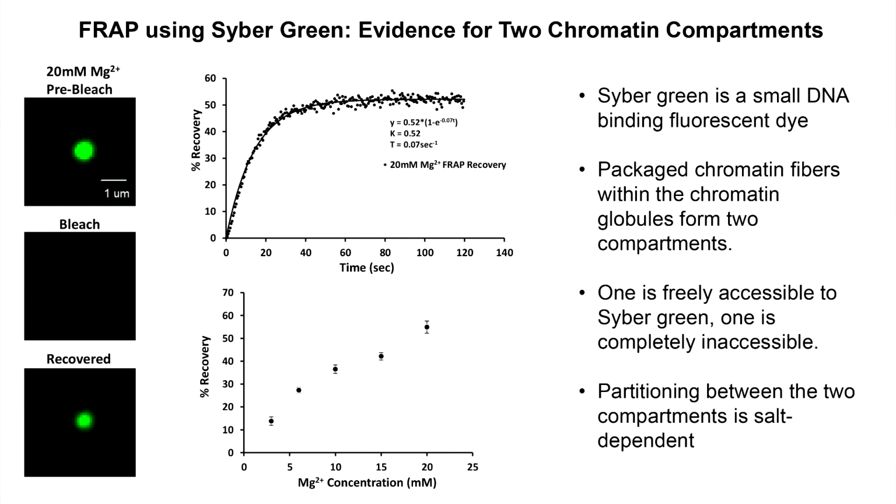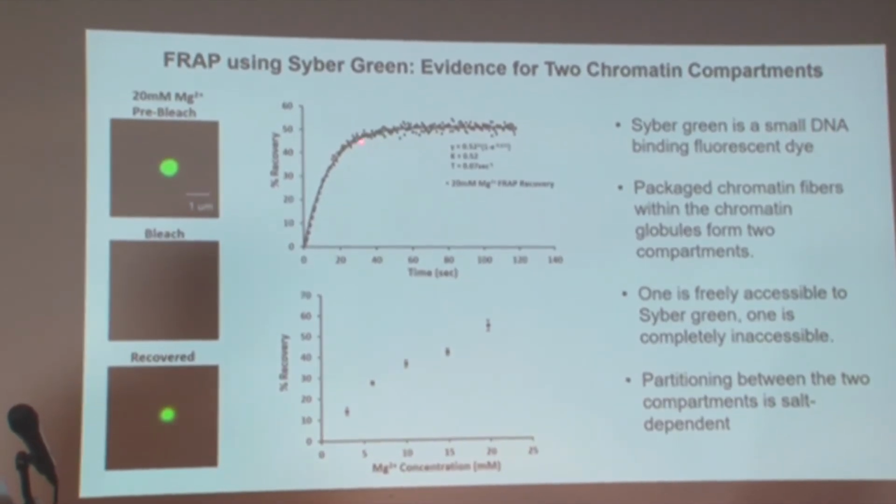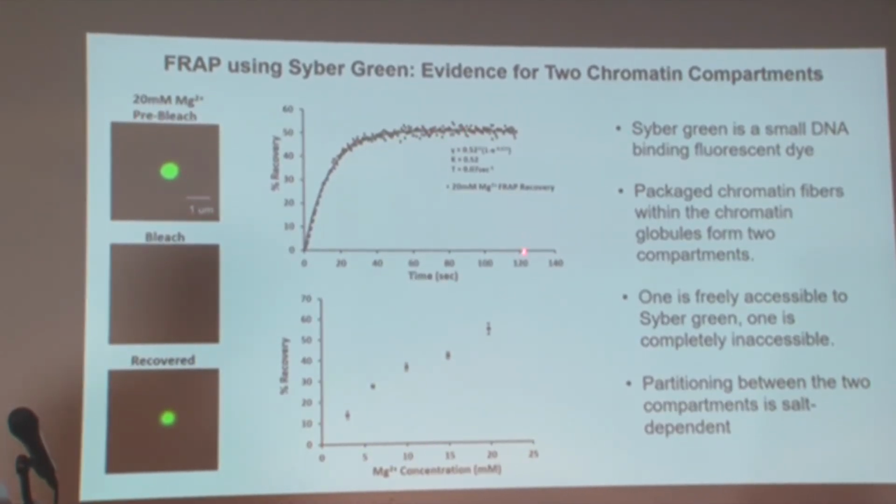Now, if you do FRAP with SYBR Green, which is a small DNA binding fluorescent dye, you get a different story. I have SYBR Green in our samples, and we FRAP the globules, and then we ask, do they recover? When you use SYBR Green, they do in fact recover, but they recover about half of the original fluorescence. And the percent recovery is very much salt dependent. So the packaged chromatin fibers essentially form two compartments. One is freely accessible to SYBR Green, and one is not, and partitioning between the two compartments is salt dependent.